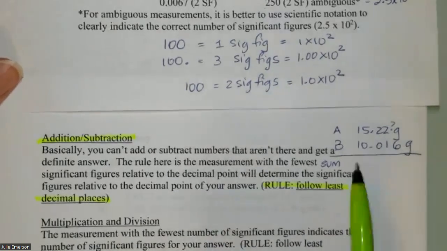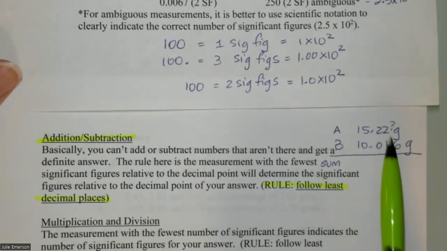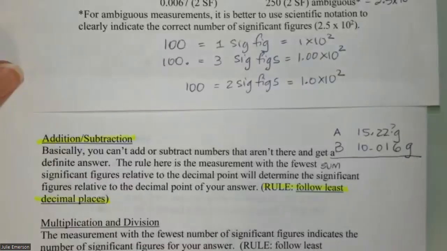So what you do is you follow your least decimal places. Object A, 2 decimal places. Object B, 3 decimal places. So my answer for the sum can only have 2. Right? Least always wins. So 2 decimal places.